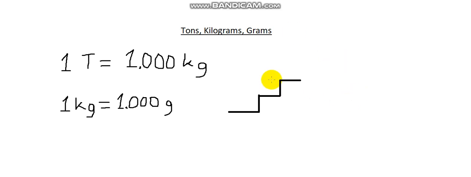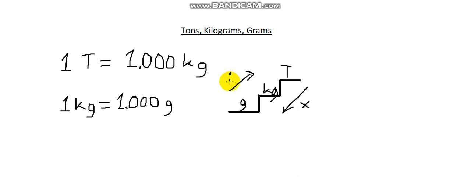On the top, I would have the biggest one being tons. In the middle, I'd have kilograms. And then on the bottom, I'd have the smallest being grams. And when I move down the ladder, again, the same as with length, I multiply. When I move up the ladder, I divide.